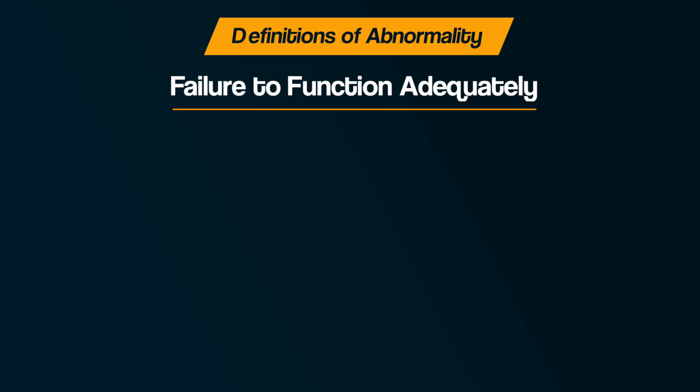Write down now how someone could be defined as abnormal according to this definition and give an example.